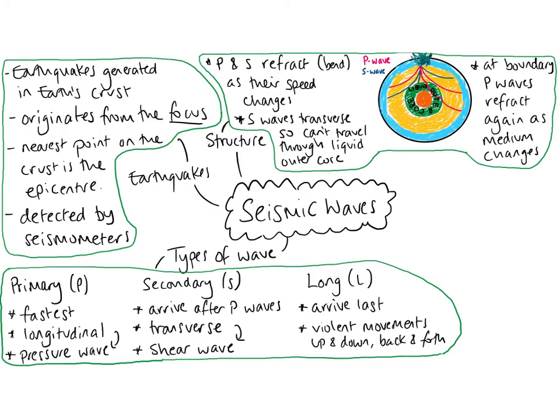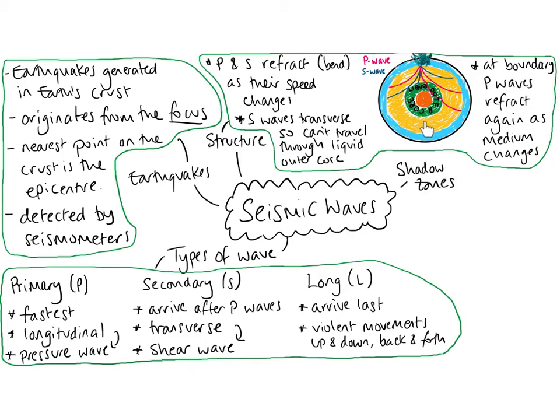Something else that we've noticed is that the blue line, or the S waves, they don't travel through this green part here, and that tells us that the outer core is made out of a liquid. S waves travel through solids only. They cannot travel through the liquid outer core, so S is also for solids only.